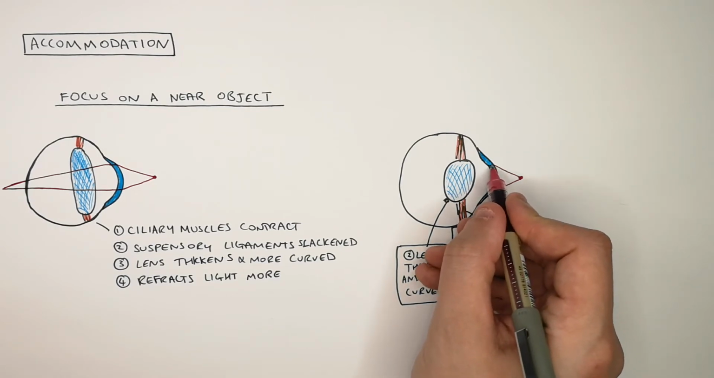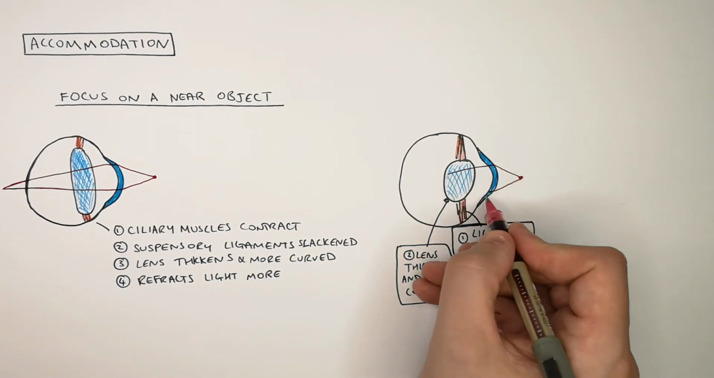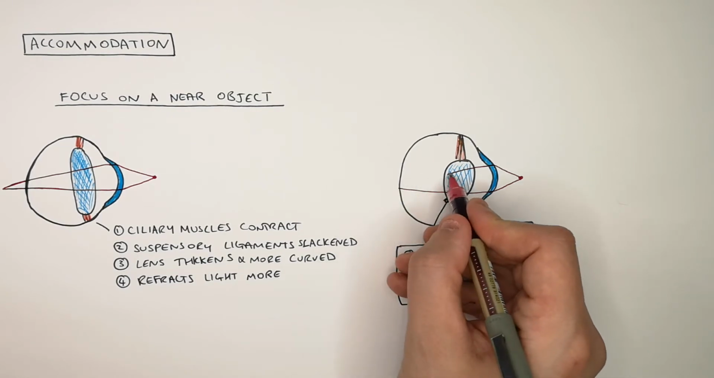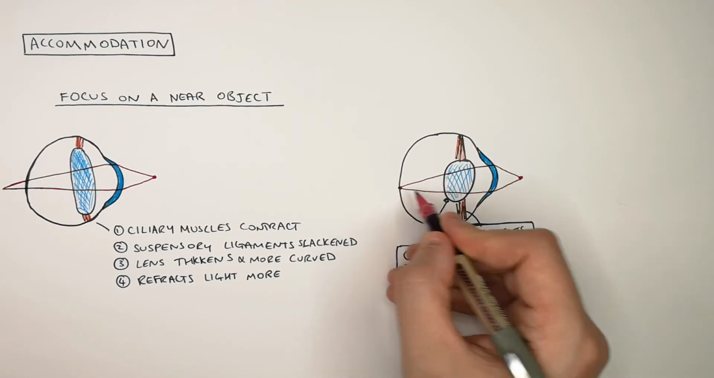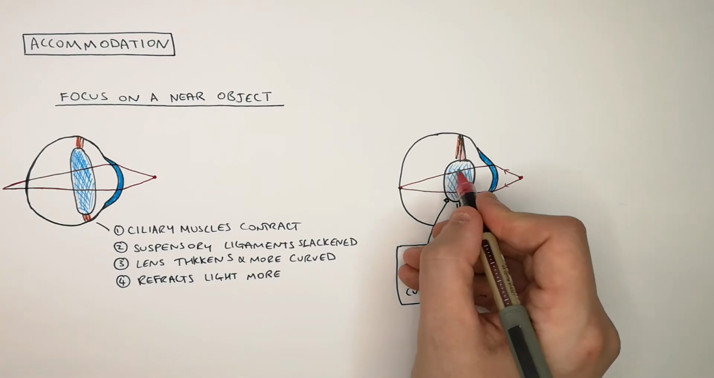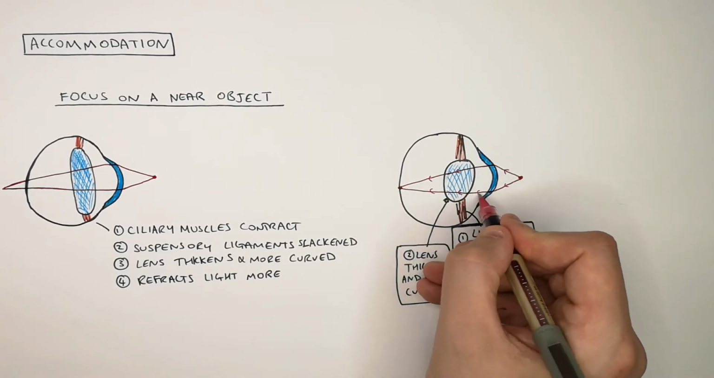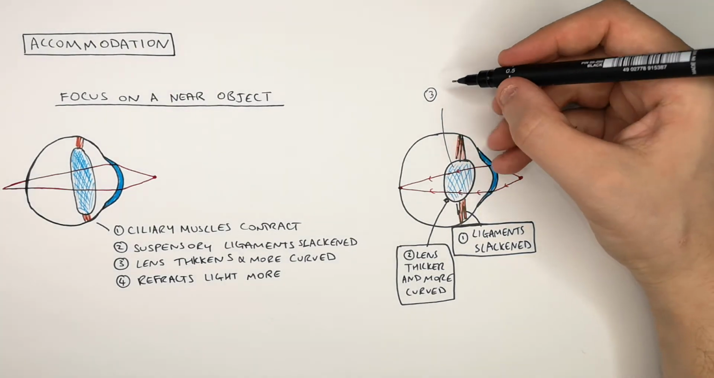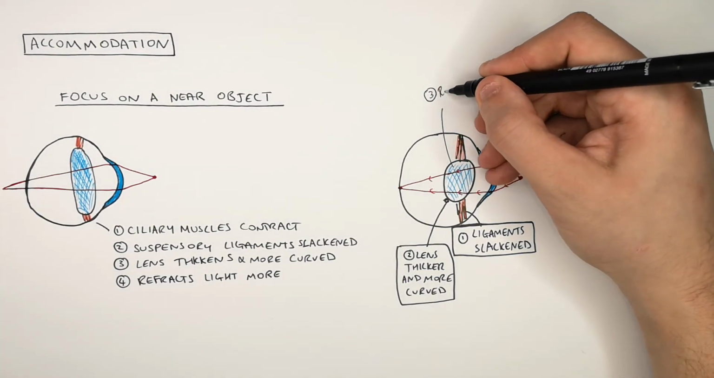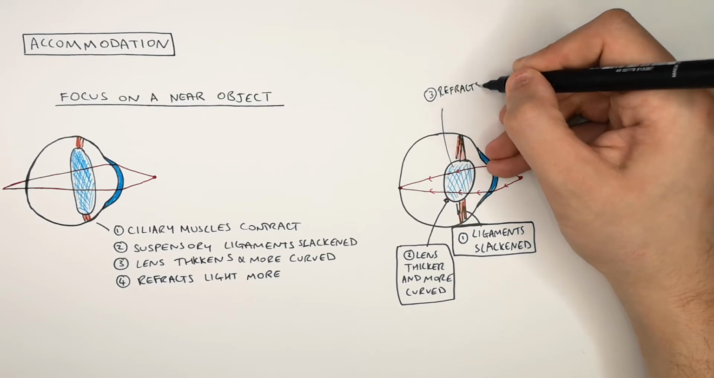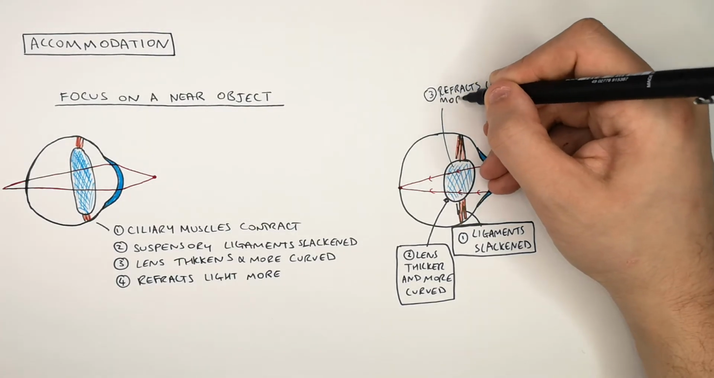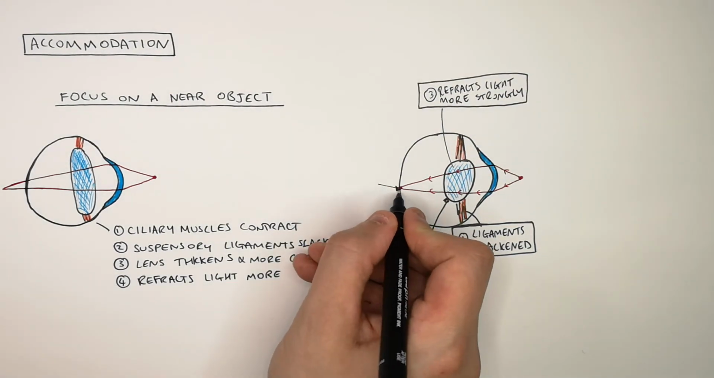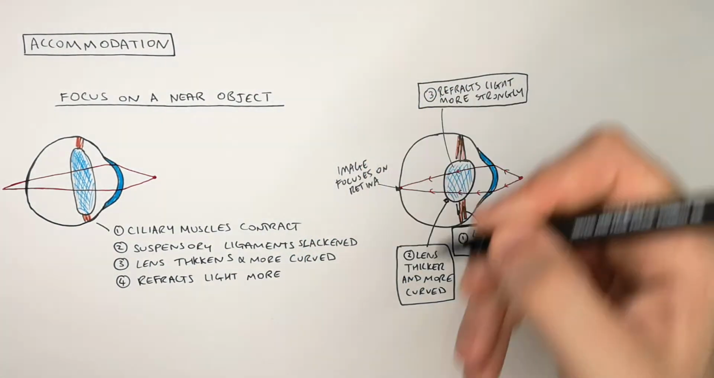So when light enters the eye via the cornea, the lens is going to refract the light more. When the light is refracted more, it is going to be able to focus onto the retina, as opposed to being focused behind the retina, causing a blurry image. So remember, when the ligaments are slackened, the lens is thicker and more curved, leading to the lens refracting light more onto the retina, leading to the image being focused onto the retina.